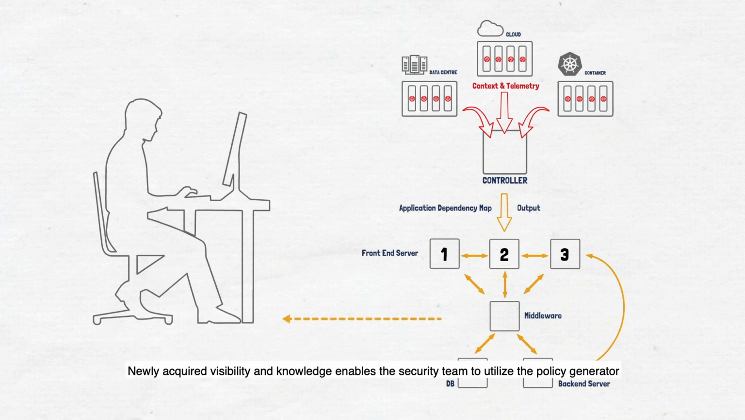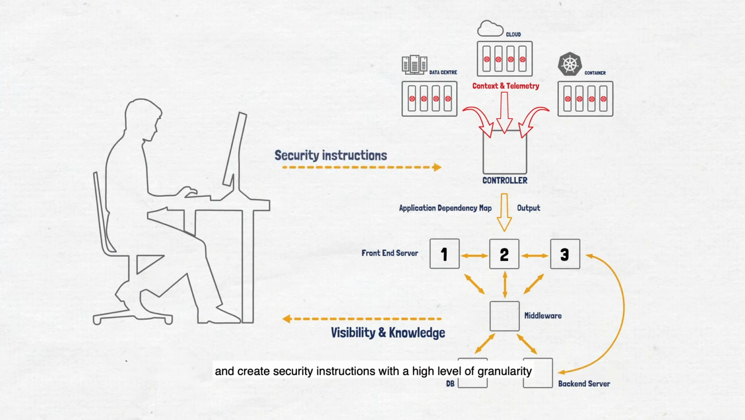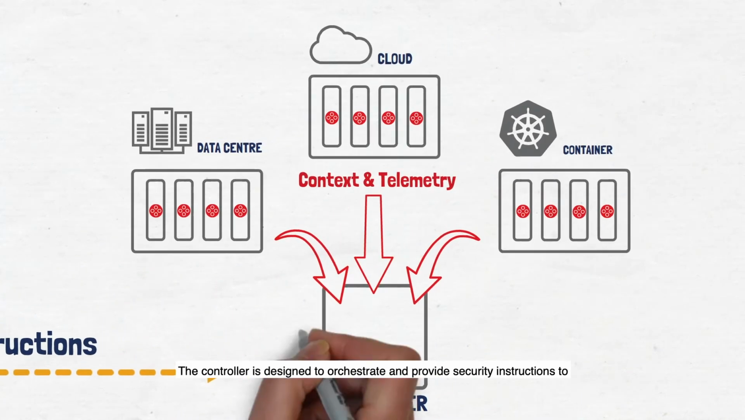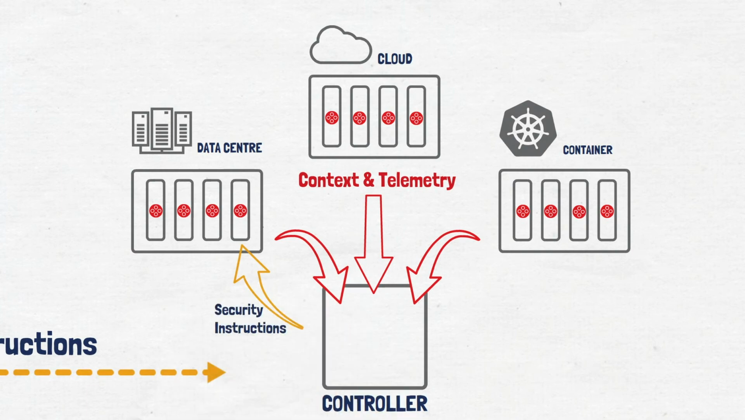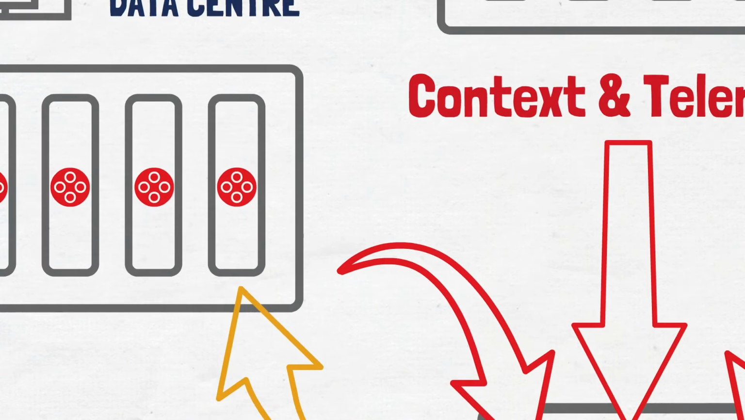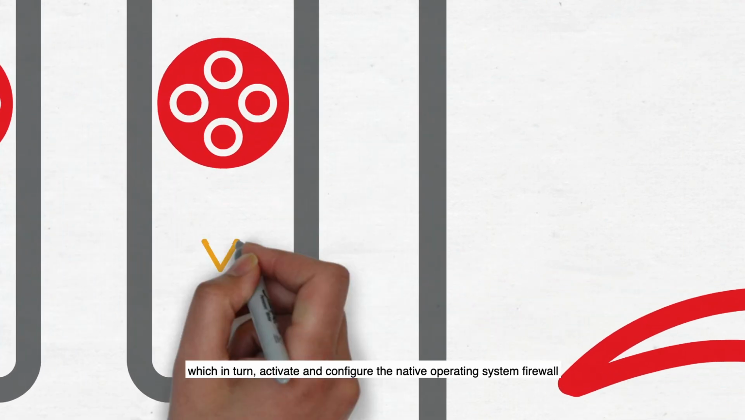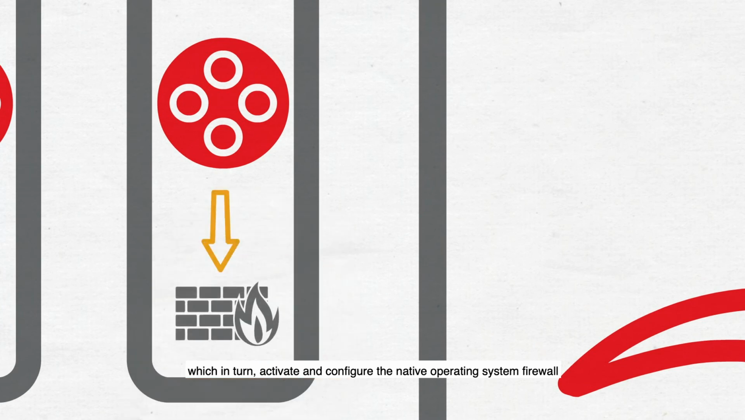Newly acquired visibility and knowledge enables the security team to utilize the policy generator and create security instructions with a high level of granularity. It is important to mention that the desired security policies do not necessarily depend on IP addresses. The controller is designed to orchestrate and provide security instructions to agents installed on the selected devices, which, in turn, activate and configure the native operating system firewall.